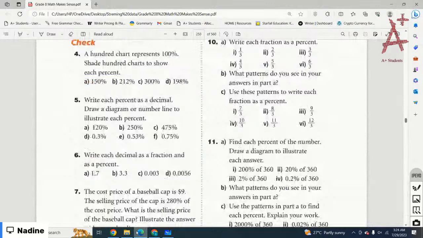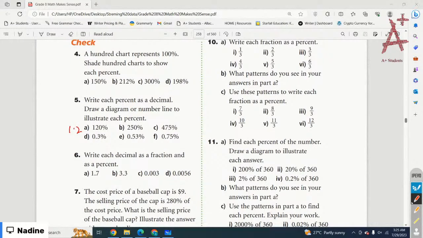Write each percent as a decimal. Draw a diagram or number line to illustrate each percent. So 120% means 120 divided by 100. That would be 1.2, right? So you can write 120% as 1.2, you just have to divide by 100.